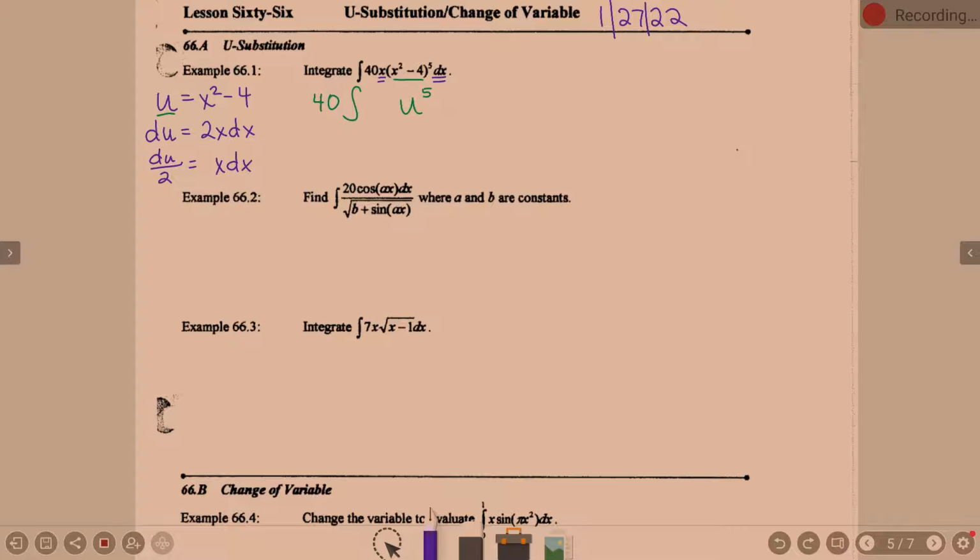But the idea is I was trying to get x dx here to match up here. Because now, everything has to be replaced or equivalent. There has to be something representing every piece. The 40 I moved out front. X squared minus 4 to the 5th is now u to the 5th. X dx, well, this needs to be in terms of u because we also need one variable. X dx is equivalent to du over 2.